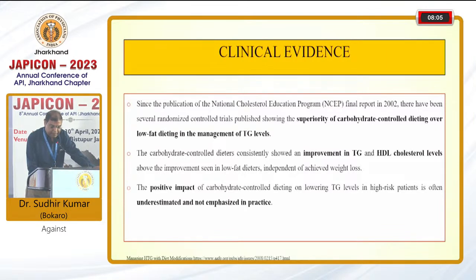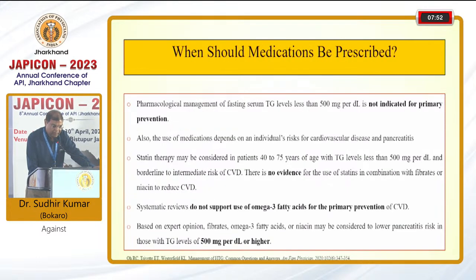There is a positive impact of carbohydrate-controlled dieting in lowering TG levels in high-risk patients, and it is often underestimated by physicians and not emphasized in practice. So, medications: when should medications be prescribed? Medication is not indicated for primary prevention, and there is no evidence for the use of statins in combination with fibrates or niacin to reduce CVD.